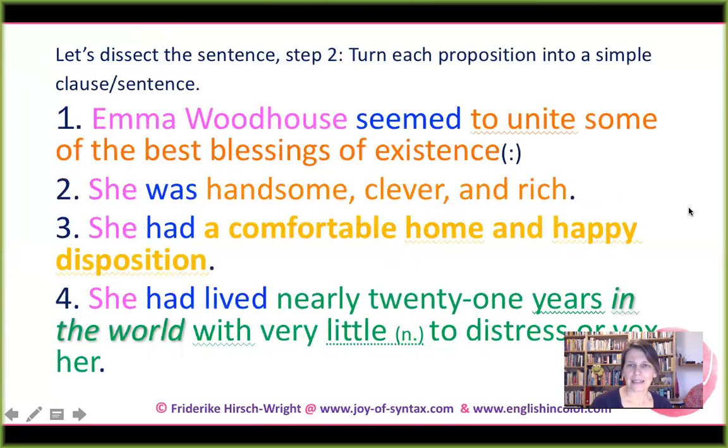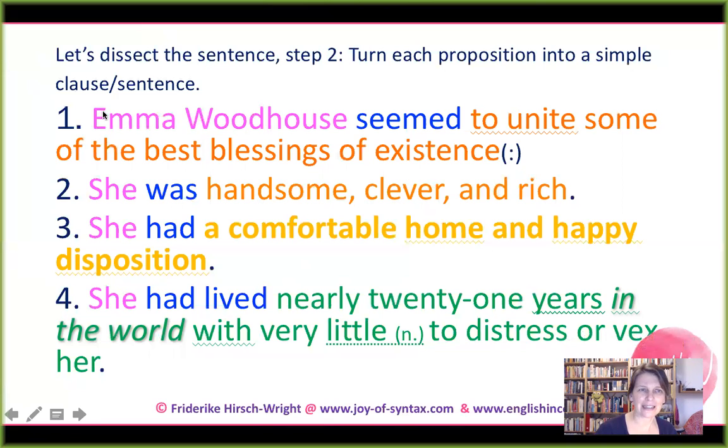Okay, the next step in dissecting or in useful dissection is that we turn each preposition into a simple clause or sentence in this case. Remember, a clause is a structure that has a subject and a finite predicate, and a sentence is a structure that appears between two end punctuation marks or a capital letter and an end punctuation mark. And it is important to distinguish between them because there are one-word sentences, but there are not one-word clauses.